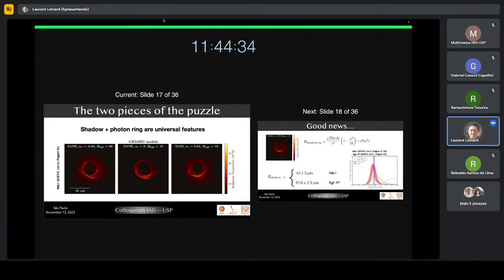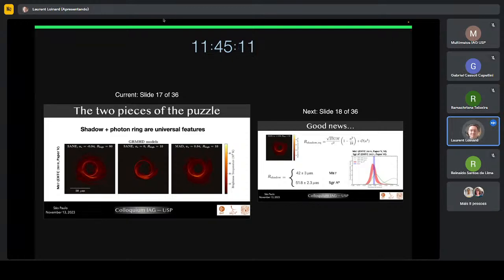This is a Schwarzschild black hole, no spin. This is a black hole with a fairly large spin, rotating in the same direction as the disk around the black hole. This is a black hole with the same spin, but opposite to the rotation of the disk, a counter-rotating black hole. And these are different, SANE and MAD. I'm going to speak a bit more about this later. These are different descriptions of the plasma, of the gas around the black hole. So they're all very different images, and yet they all produce the same signature, which is a ring and a shadow at the center, a ring and a dark region at the center.